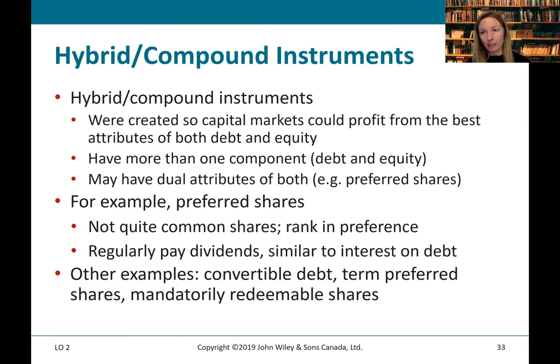For instance, preferred shares may be convertible into debt, or debt convertible into preferred shares. For example, preferred shares, they're not quite common shares. They're higher than common shares. They rank higher in preference. They pay regular dividends, so they do have some similarities to debt. Other examples of hybrid compound instruments include convertible debt, which we'll take a good look at, term preferred shares, and mandatorily redeemable shares.